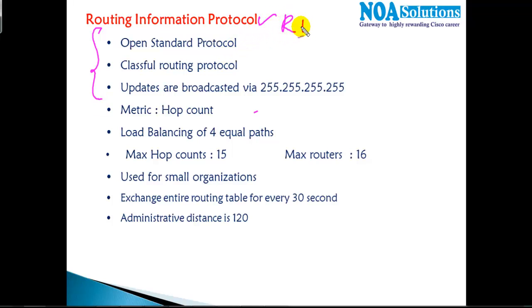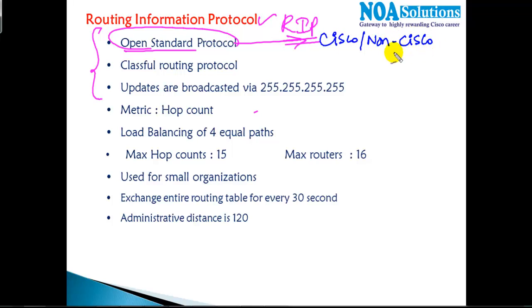RIP stands for Routing Information Protocol. It was one of the earliest protocols used for implementing dynamic routing. The basic feature is that it's a standard, open protocol, which means you can run it on Cisco devices as well as on non-Cisco devices. It's a classless protocol which is not going to carry the subnet mask information.